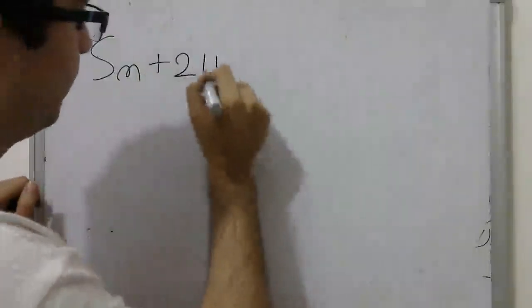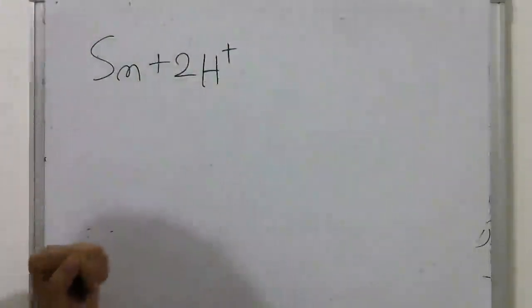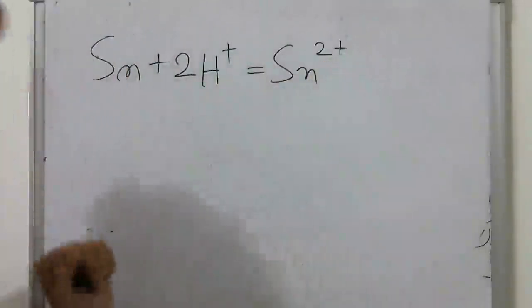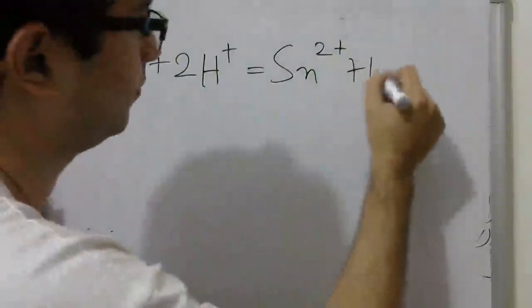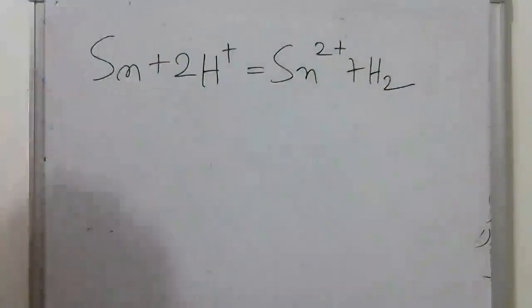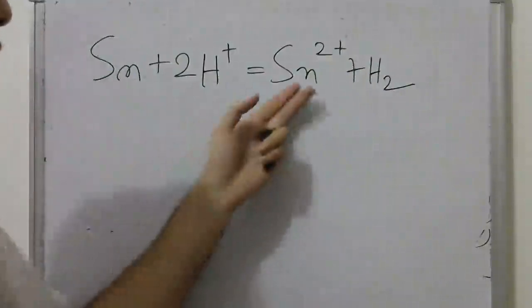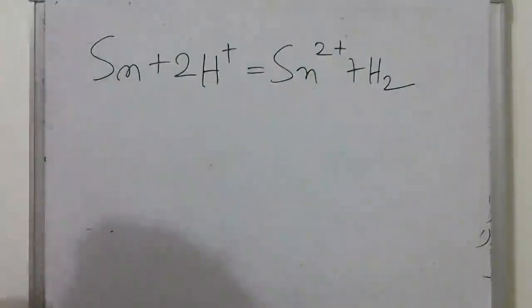So your question says that Sn plus 2H plus gives rise to Sn2 plus plus H2. We'll take some time explaining this problem. Sn plus 2H plus is equal to Sn2 plus plus H2, right?